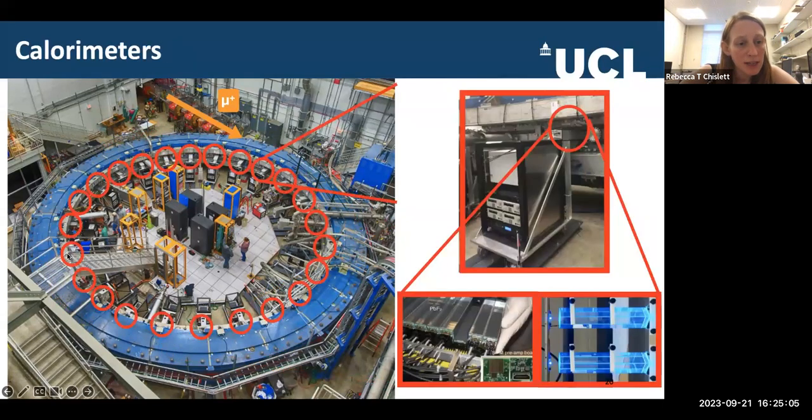And then we have our detectors. The main detector is the calorimeters. We have 24 calorimeters that are located around the inside of the ring, so that we can detect the positrons from the muon decay and measure their energies. And you can see the calorimeters here. They're made of lead fluoride crystals in an array that's 6x9.